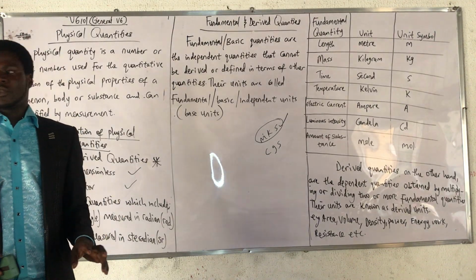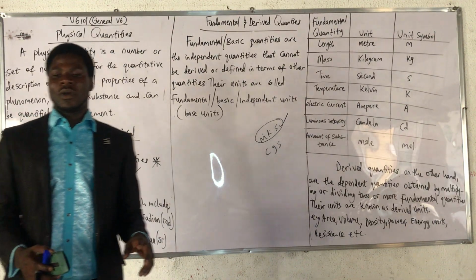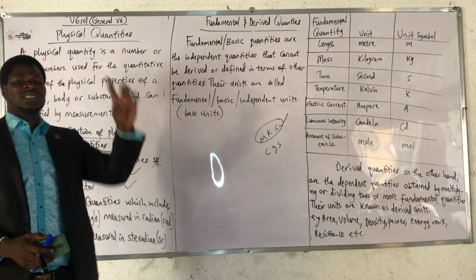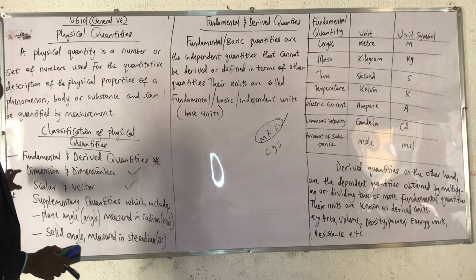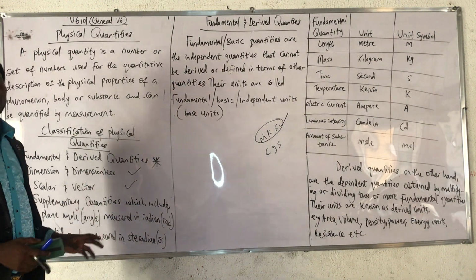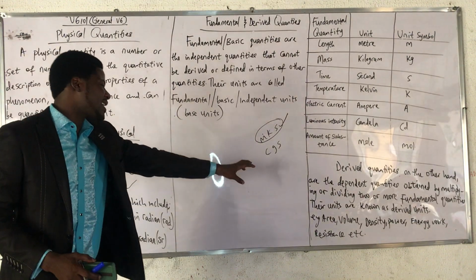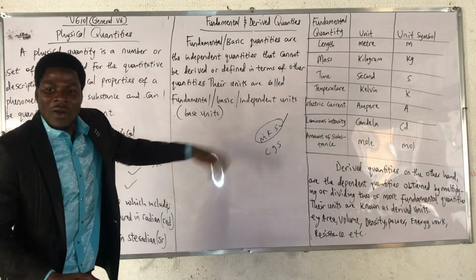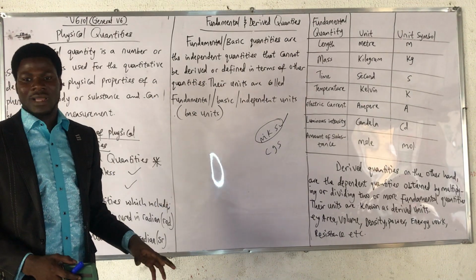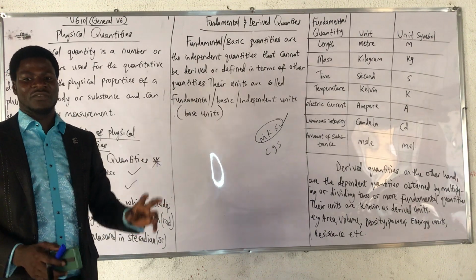Next class we'll be talking about dimension and dimensionless. And if we look at these derived quantities, how are they? We said they are obtained from fundamental. How are they derived from fundamental? I will break everything down in our next video.